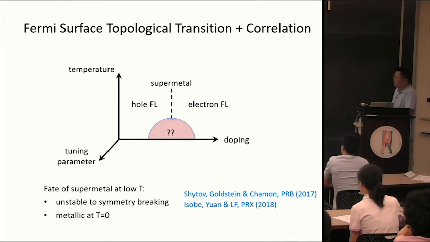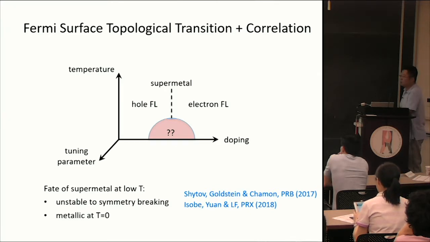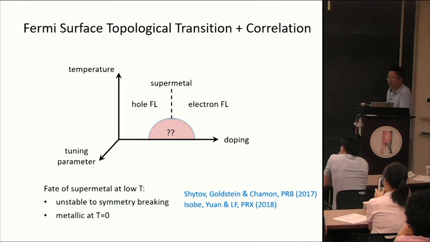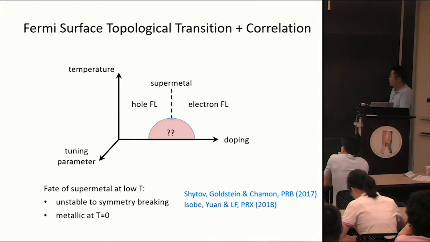Broadly speaking, two types. The first is that the system might be unstable to symmetry breaking, for example, ferromagnetism, or nematicity, superconductivity, or density wave. And this scenario has been widely explored in the context of ordinary Van Hove singularities in cuprates, in ruthenates, in single layer graphene, as well as more recently in twisted bilayer graphene. And also there is a very nice work by Claudio Chamon studying a model of multiple high order Van Hove singularities with multiple types of interactions.